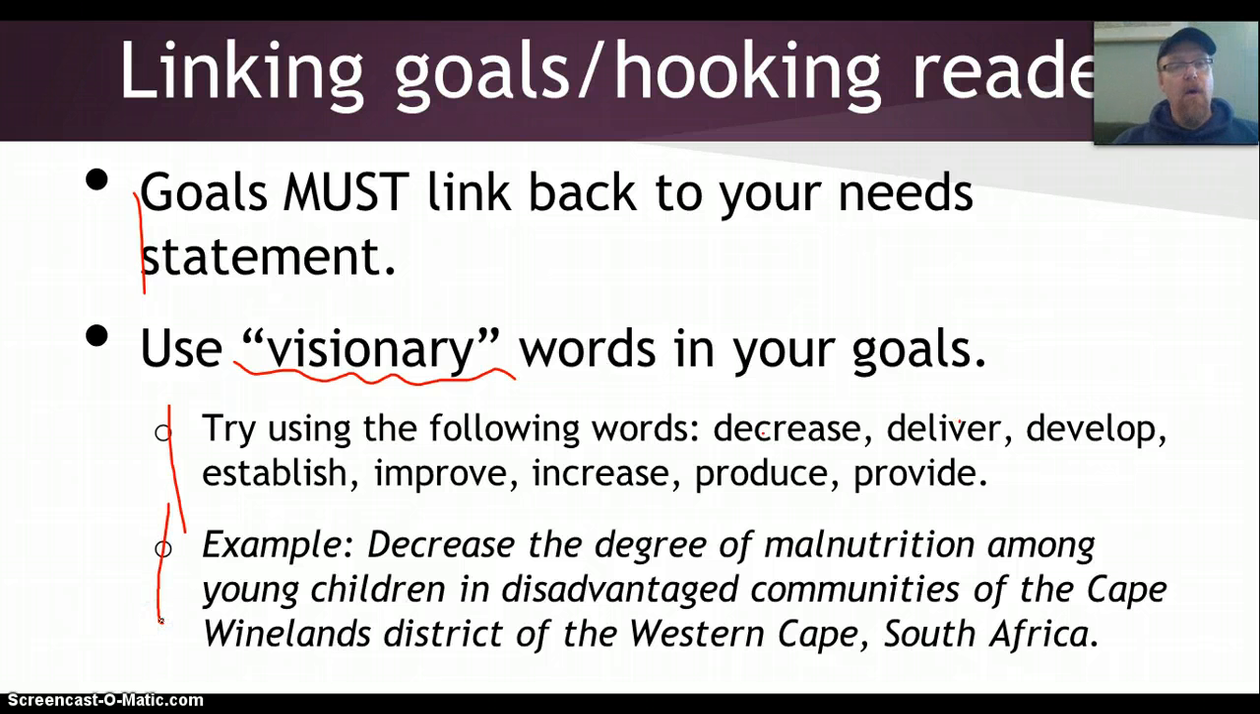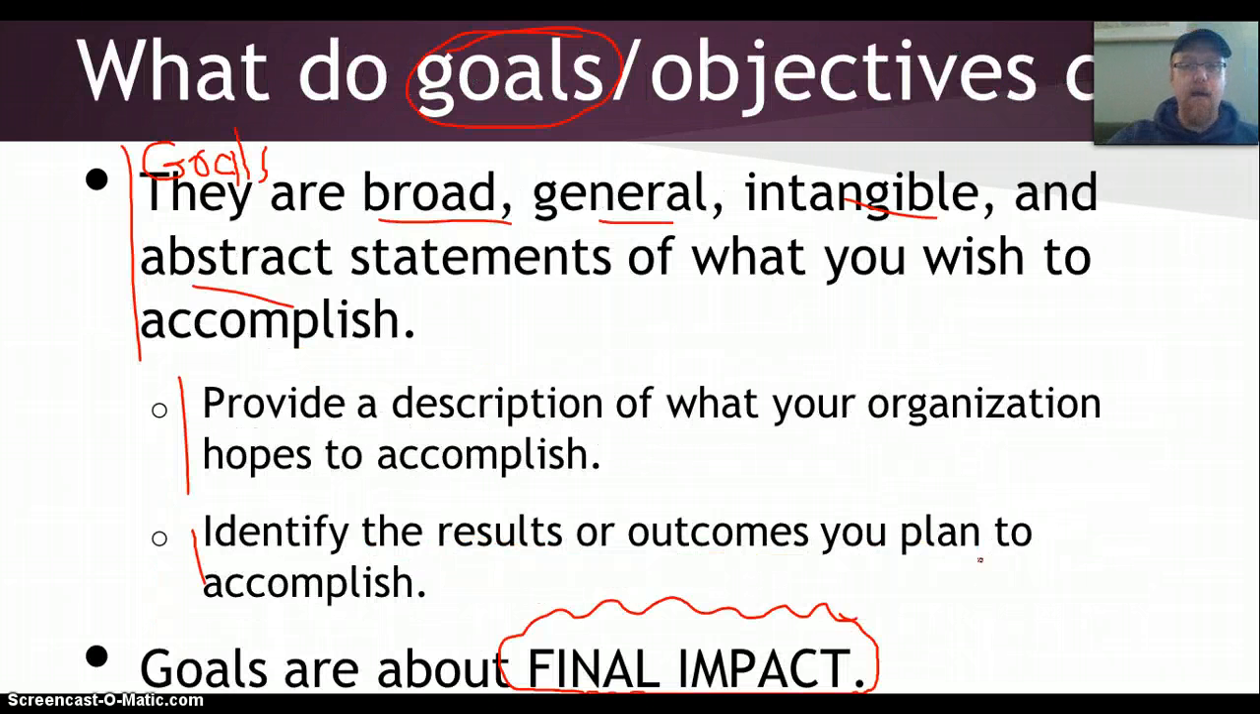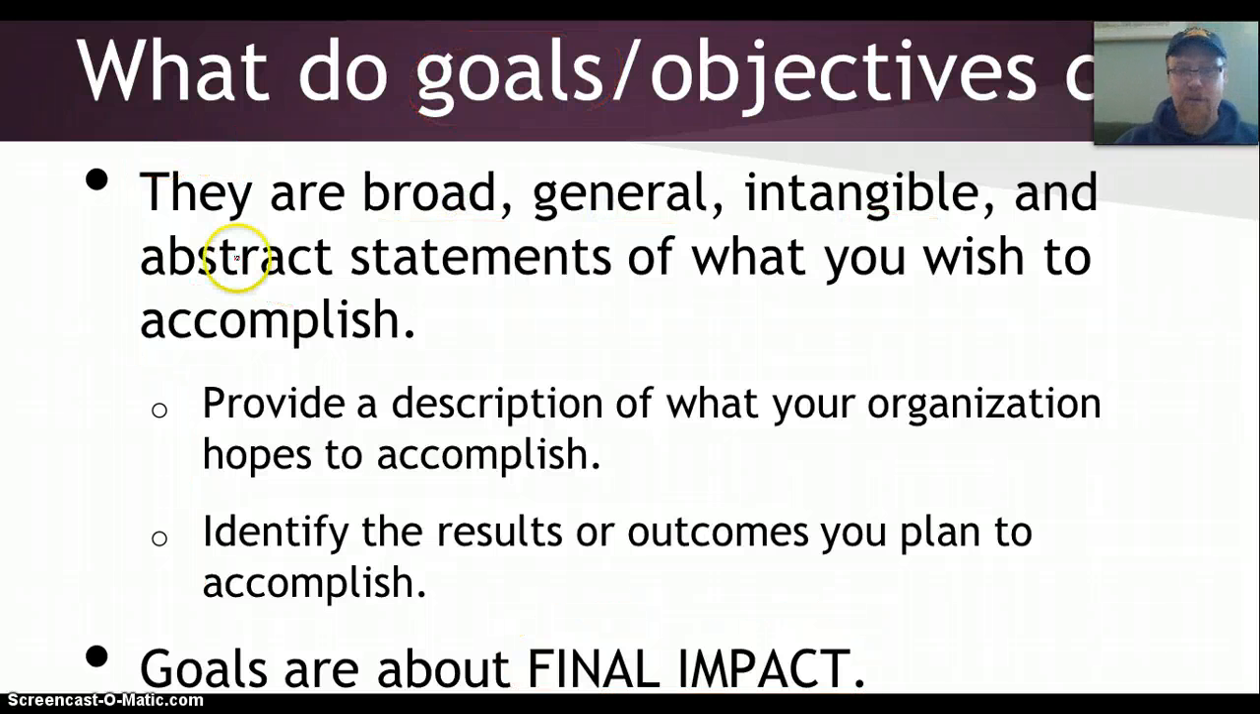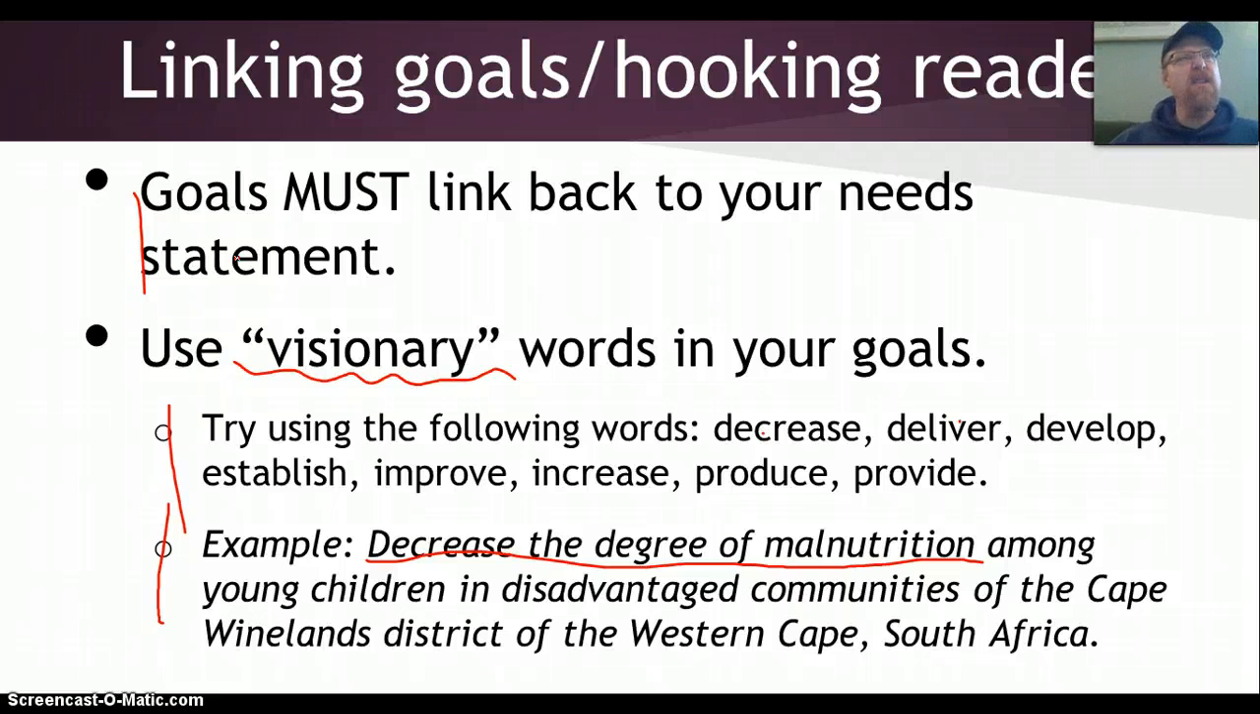So, for example, one goal statement might be: decrease the degree of malnutrition among young children in disadvantaged communities of the Cape Winelands district of the Western Cape, South Africa. Now, why is that visionary? Well, one, decrease the degree of malnutrition. That is broad, general, somewhat intangible, and abstract, right? Because there's no real specific statement about what that means. It basically means make more people less hungry, or make more people better fed, or give them better nutrition, or improve the health of. There are lots of different ways that you could think about that, but it makes it broad enough that it's a goal, right?